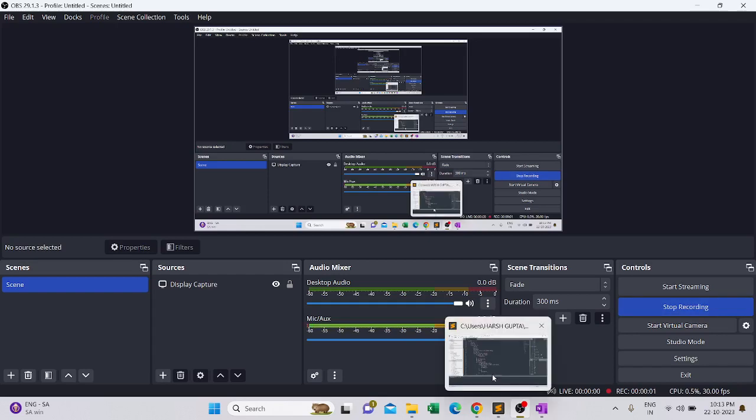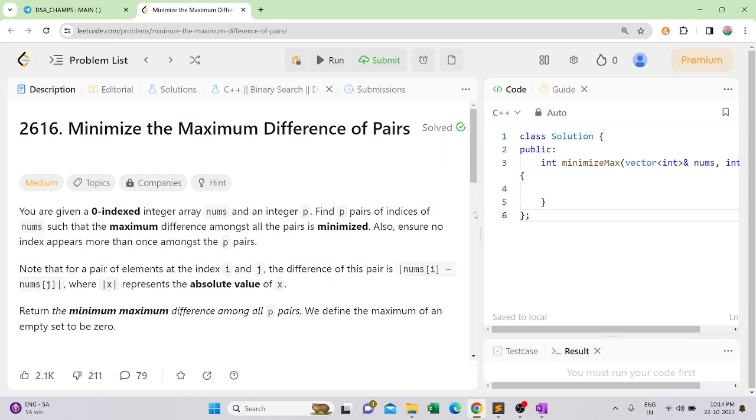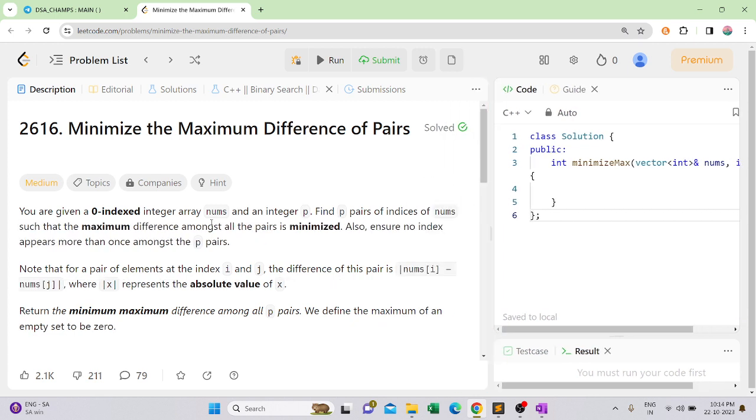Hello everyone. In this video, we are going to discuss the question "Minimize the Maximum Difference of Pairs". And yes, you need to first of all understand this question nicely. If you understand the question, then it's very easy to crack this. Let's go through the question once.